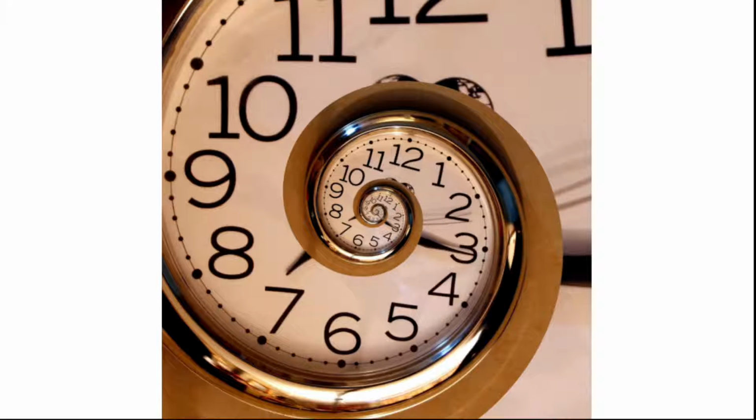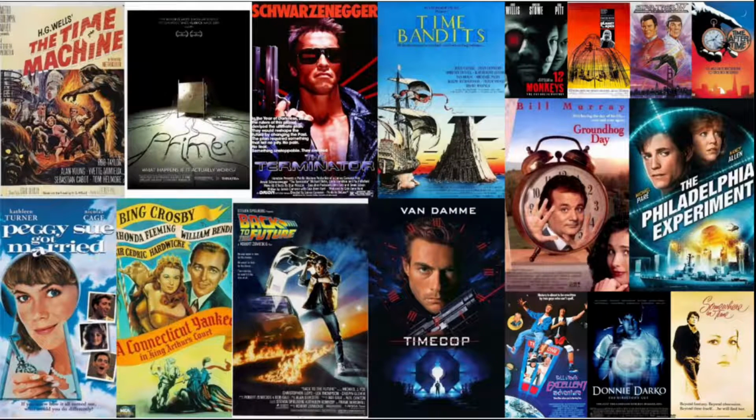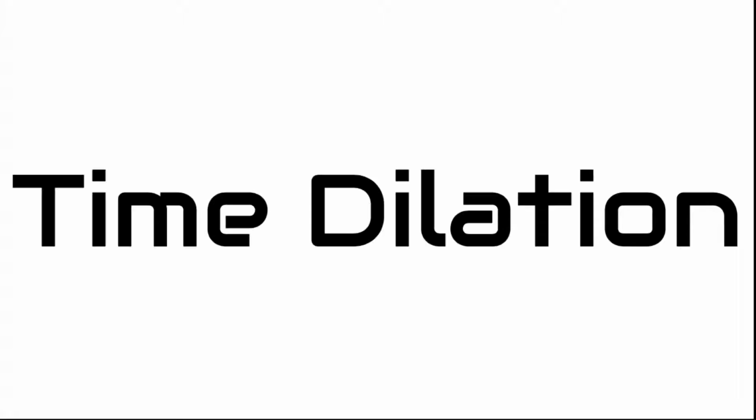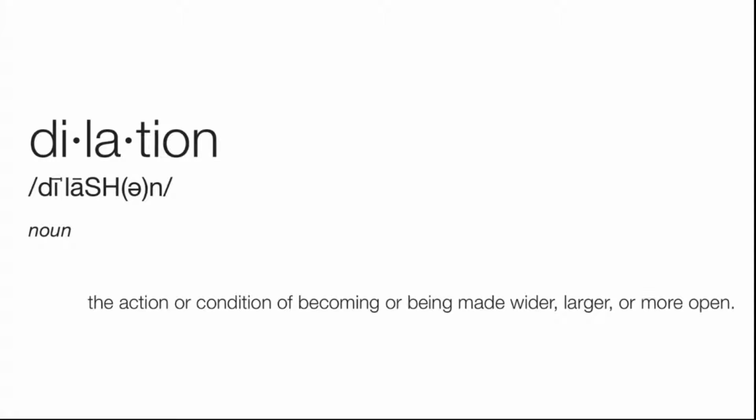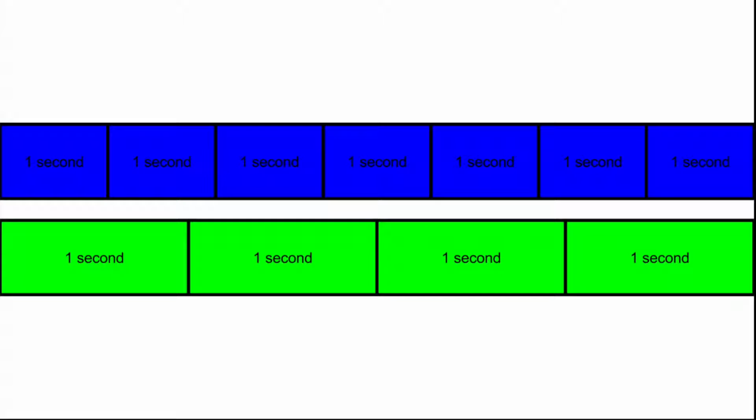Wouldn't time travel be amazing? Unfortunately, there's no known way to go back in time like in many, many movies. There is, however, a way to go into the future. This way is called time dilation. Dilation means the action or condition of becoming or being made wider, larger, or more open. So with time, this means that time gets longer.